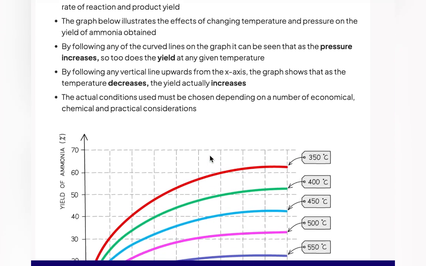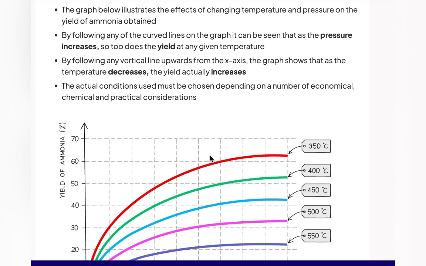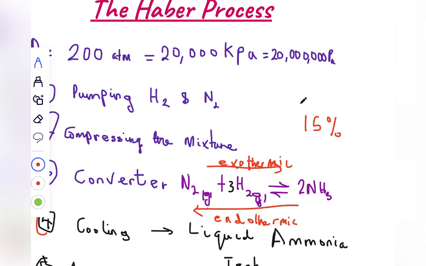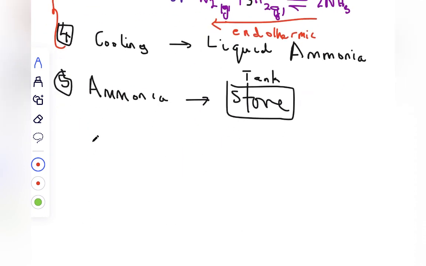Now we say by following any of the curved lines on the graph, it can be seen that as the pressure increases, so too does the yield at any given temperature. So if you increase the pressure, the yield will increase. Pressure favors the forward reaction, meaning it will increase your yield. Pressure is one of the factors that favors your forward reaction. So pressure is a factor we consider. It favors your forward reaction.